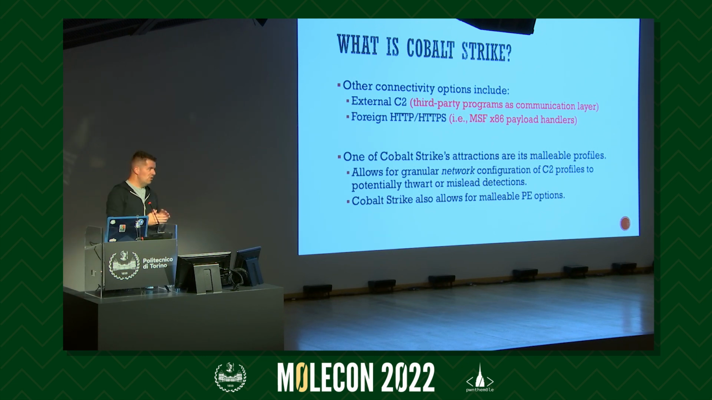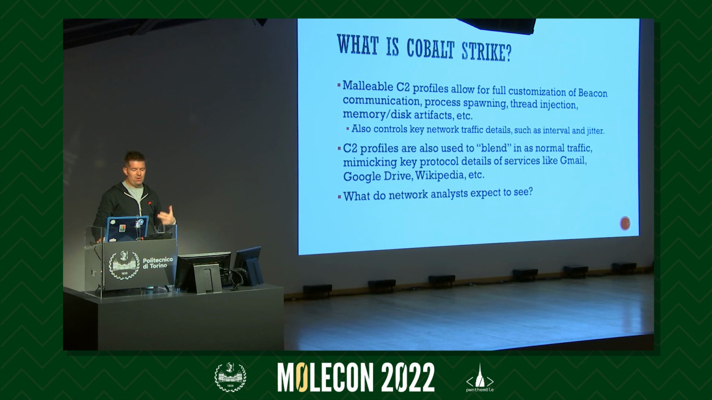The malleable profile capability is, I think, one of the other biggest draws for Cobalt Strike. It allows for granular control over C2 comms. We also have malleable PE options, how code is executed, how things are deployed. It is full customization of beacon communication, full customization of how to spawn processes, how to inject threads, what types of artifacts to leave on disk, how stealthy I want you to be in memory. It's also going to control tiny little network artifacts or tiny little C2 artifacts such as interval and jitter, things we'll talk about in a little bit here.